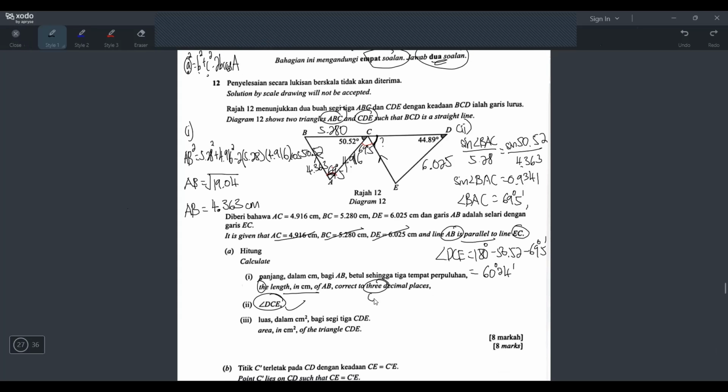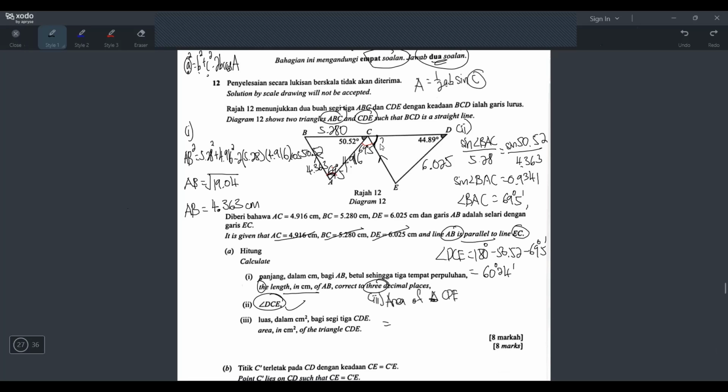Area of triangle CDE. So number 3, how to find the area of triangle CDE? Which one is triangle CDE? This one. Okay, if you want to find area, you need to use this formula, 1 over 2 AB sine C, where A and B are two lengths, C has to be the angle in between the two sides. Okay, so since we are finding this triangle, it means we need two lengths of this triangle.